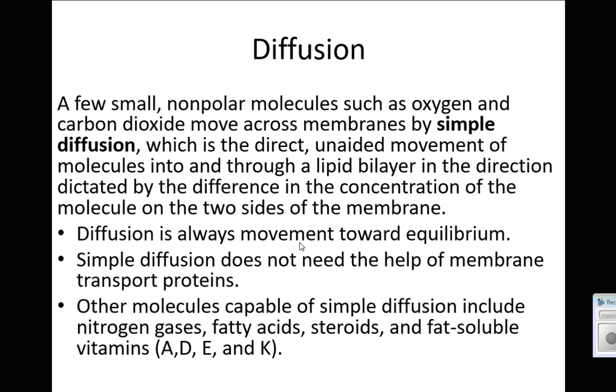The first type that we'll talk about is simple diffusion. This is the easiest, it's the simplest. This is how small nonpolar molecules like O2 and CO2 get into or out of the cell. Literally, it's like a ghost floating through a wall. Instead of a ghost, it's an oxygen molecule or carbon dioxide, and it's direct and unaided. So nothing has to help it.